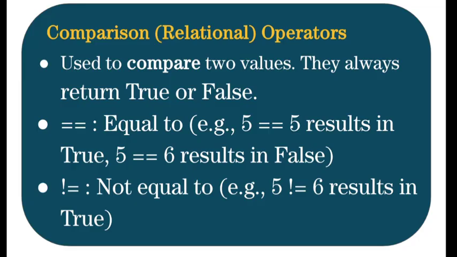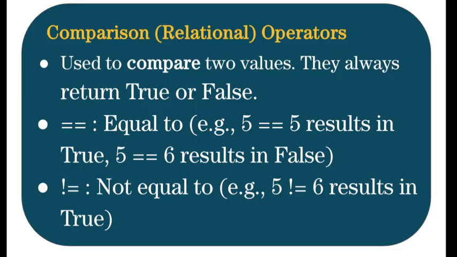So notice that the double equal sign is for checking equality. The single equal symbol is for assigning the value to the variable. This is the difference between the double equal sign and the single equal. So the double equal sign is for checking equality, and the single equal sign is for assignment.